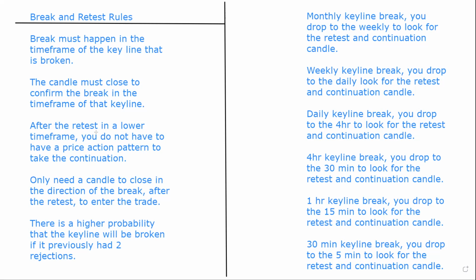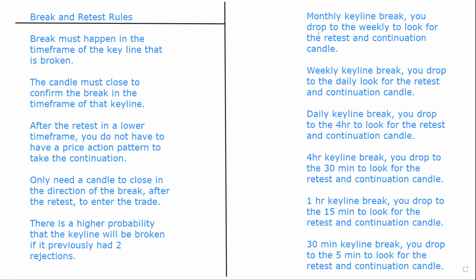So you can see here, after the retest in the lower time frame, you do not have to have a price action pattern to take the continuation. I'm going to show you this in a minute in a little replay that I have set up. You only need a candle to close in the direction of the break after the retest to enter that trade. Okay? Also remember there is a higher probability that the key line will be broken if it previously had 2 rejections.